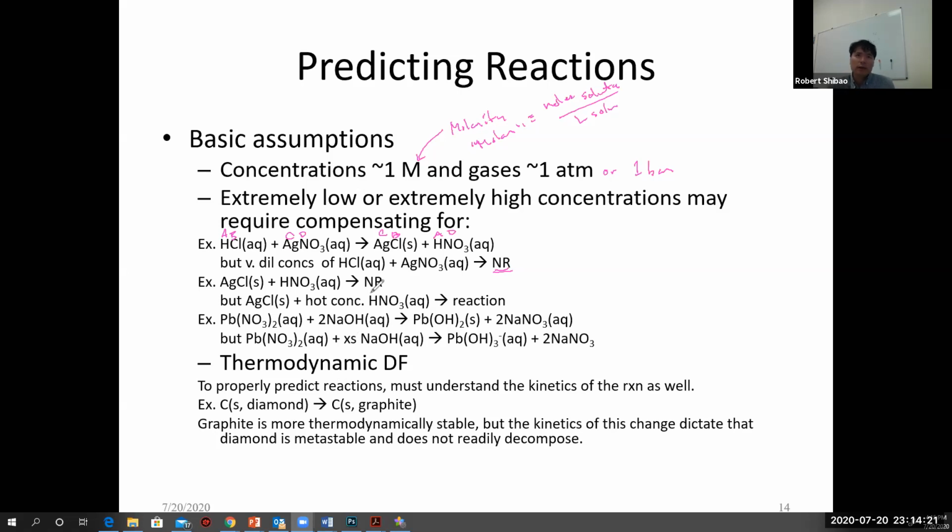Okay, that's one. The other assumption is we're looking at the thermodynamic driving force. Thermodynamic driving force tells us which is lower in energy. So for example, diamond versus graphite. Graphite is lower in energy thermodynamically, so graphite's more stable. And so what that means is there's a driving force for the diamonds to decompose into graphite, because graphite's low in energy. And so I say here, graphite is more thermodynamically stable, but the kinetics of this change dictate that diamond is metastable and does not readily decompose.